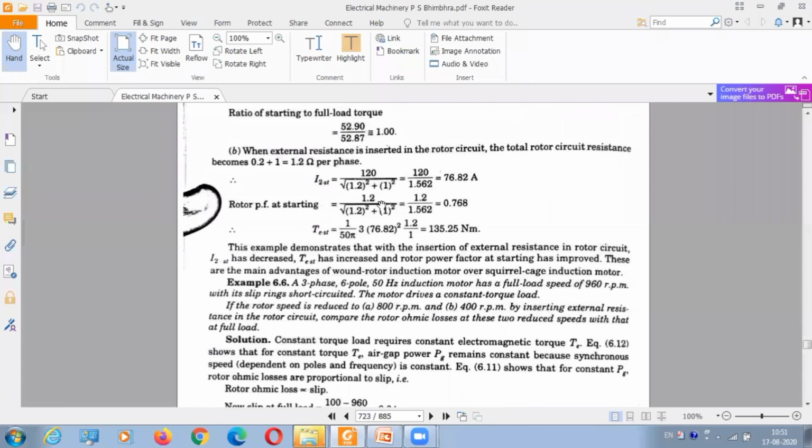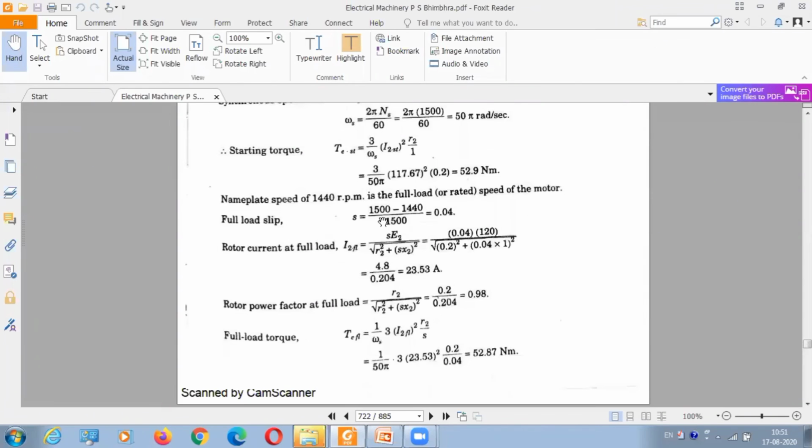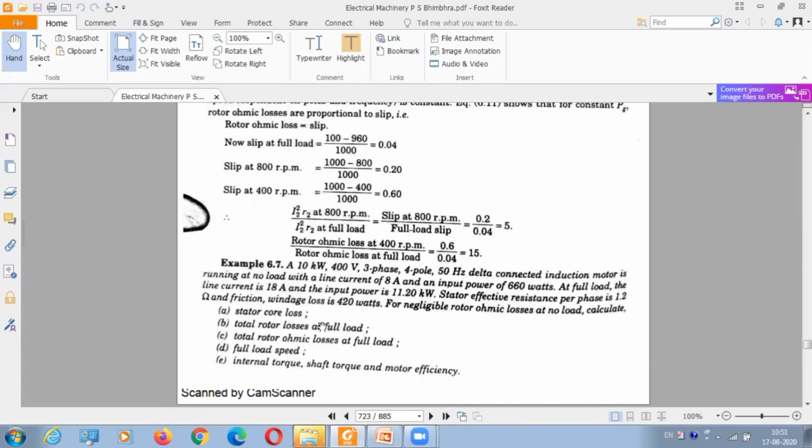Okay. This is a very easy problem. Like this starting current and all this torque can be found out. Next day we'll discuss this one. This is a very important problem, 6.7. You can go through this. It is in the Bhimra book. I have forwarded it to you.